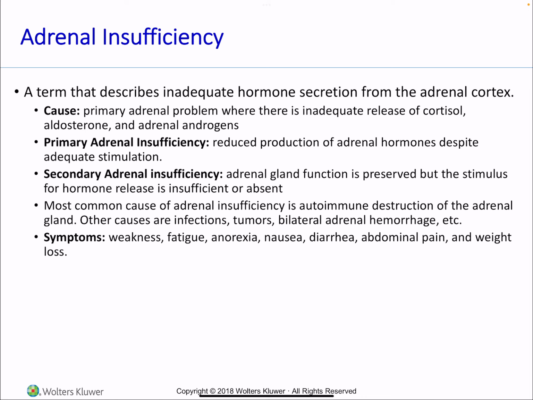Adrenal insufficiency is a term that describes inadequate hormone secretion from the adrenal cortex. In primary adrenal insufficiency, there is inadequate release of cortisol, aldosterone, and adrenal androgens; there is reduced production of the adrenal hormones despite adequate stimulation. In secondary adrenal insufficiency, the adrenal gland function is preserved, but the stimulus for hormone release is insufficient or absent.